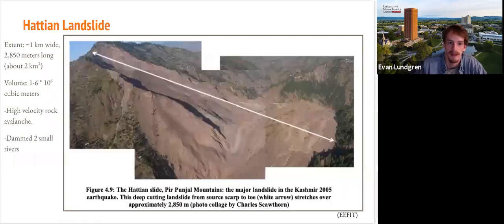The next landslide was the Hattian landslide, or Jhelum Valley landslide. This was classified as a rock avalanche due to its high velocity when it traveled, and it had a very large extent, being almost 3 kilometers long from the toe to the top of the scarp, and it nearly dammed 2 small rivers as well, somewhat similar to the Thistle landslide in Utah.